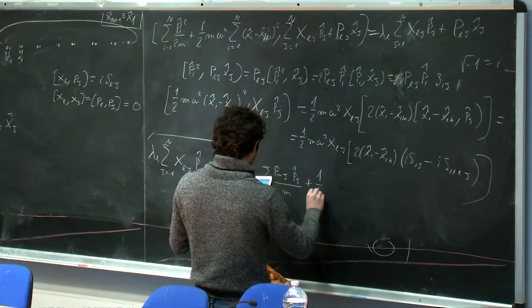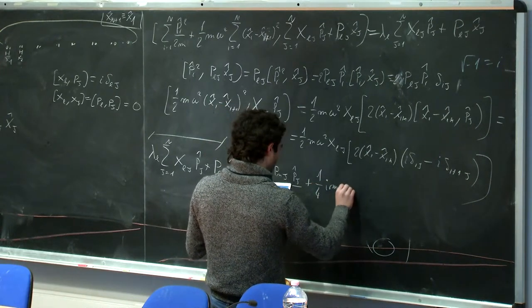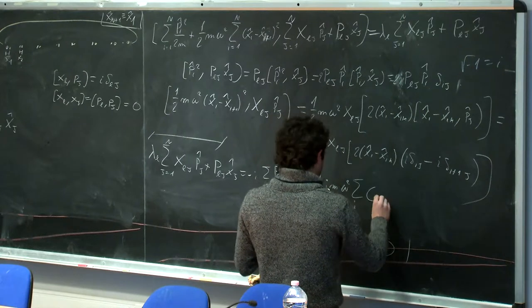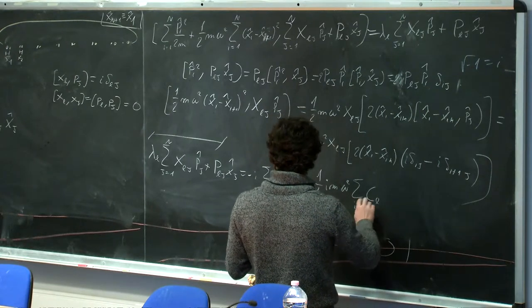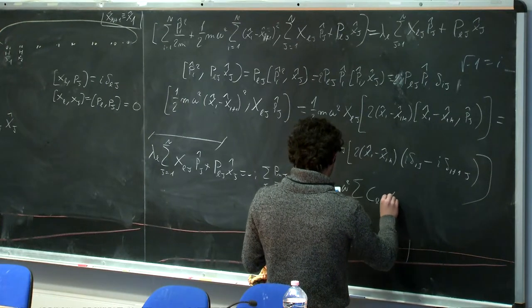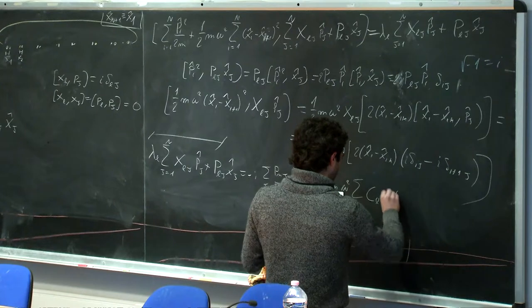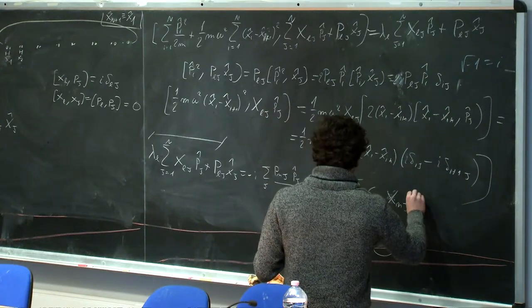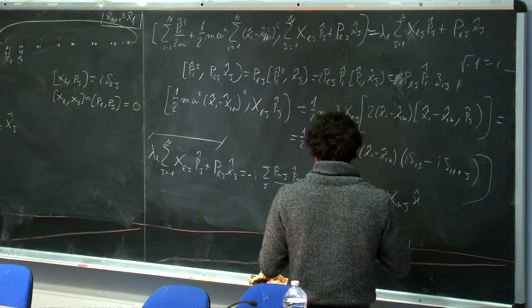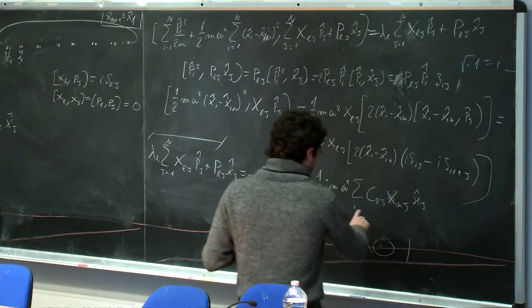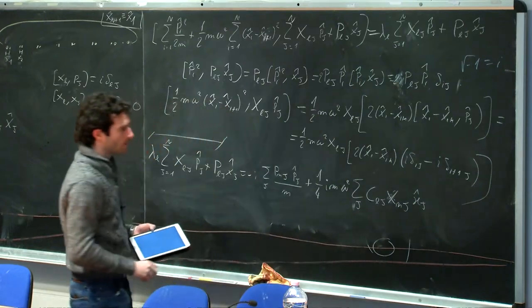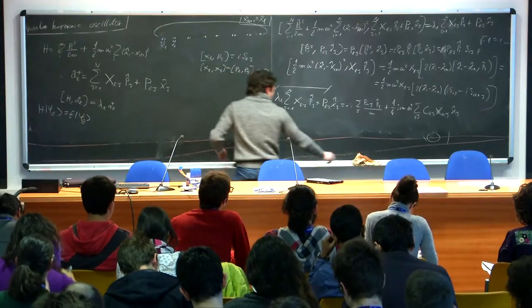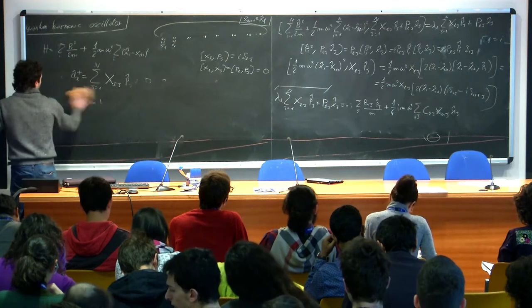plus 1 over 4 i m omega squared sum over l of c_{lj} x_j. Sum over j. What is this c? I introduce now c. I define this variable now. So you can do the calculation. This is what you find in the answer.